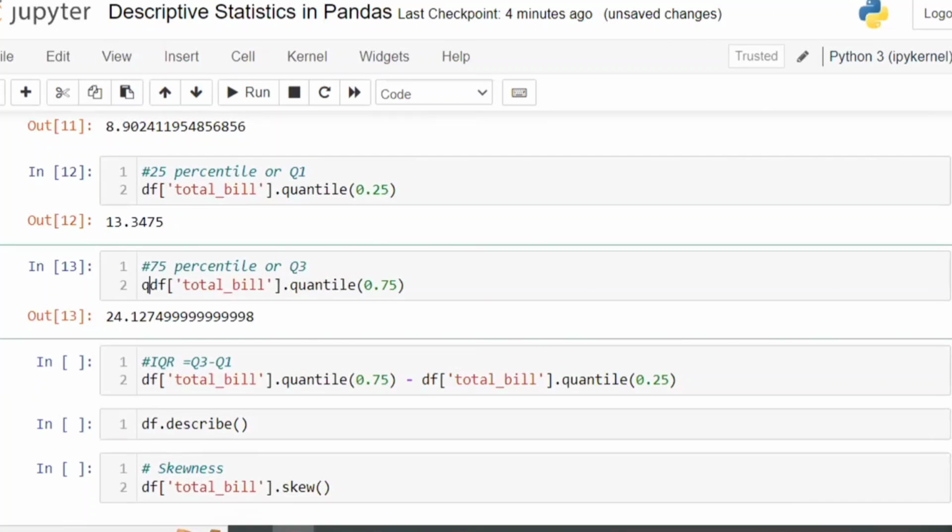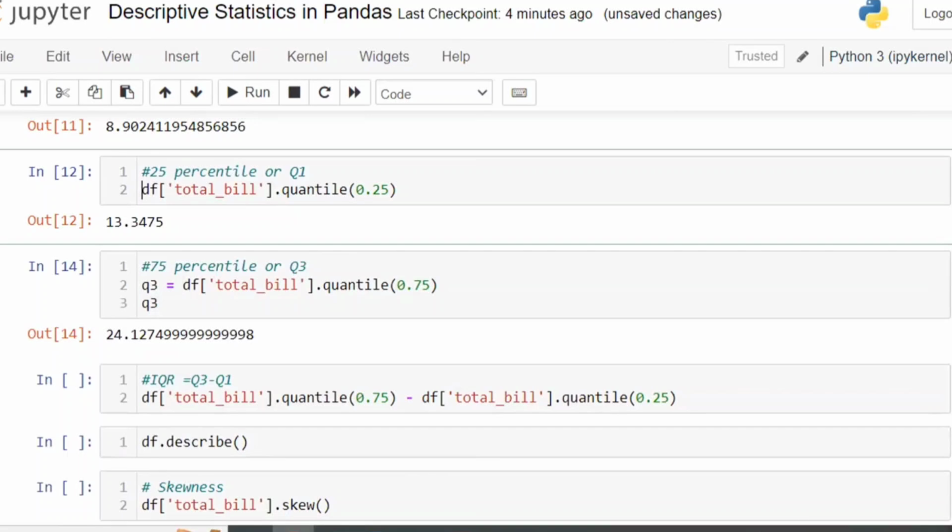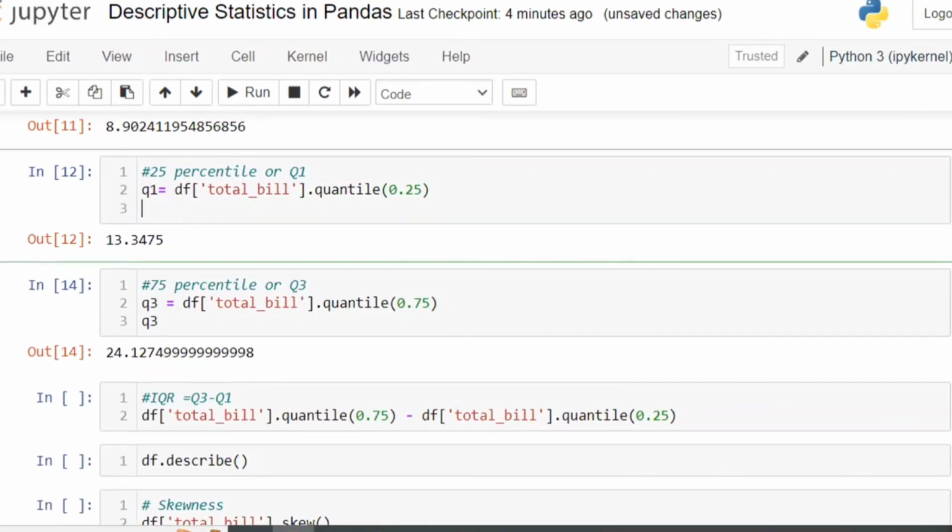If you are storing, for example, Q3 is equal to, you are storing. Now, what is the Q3 value, miss? You are going to get this as the Q3 value. If you store it as Q1, it will store. Otherwise, it will not store. It is just printing. Whenever you write the equal to, only then it will store the values.